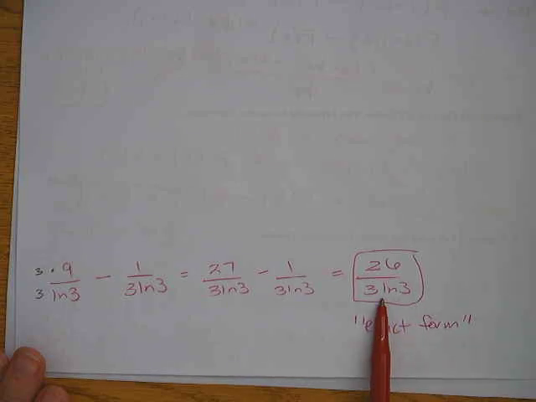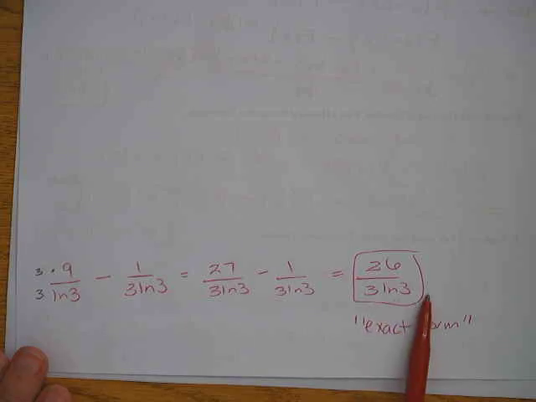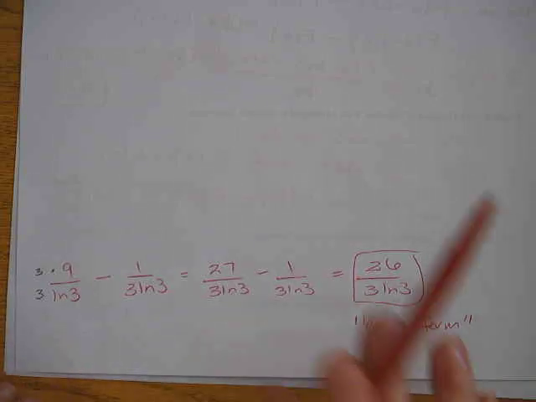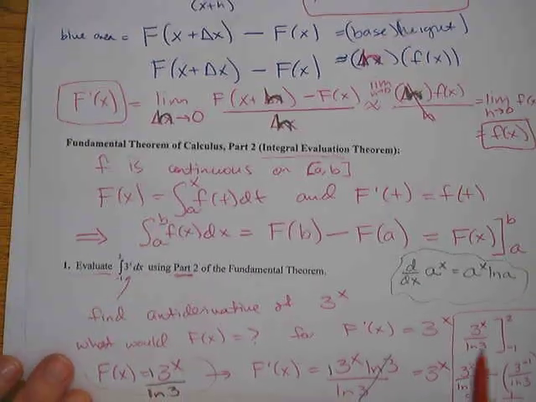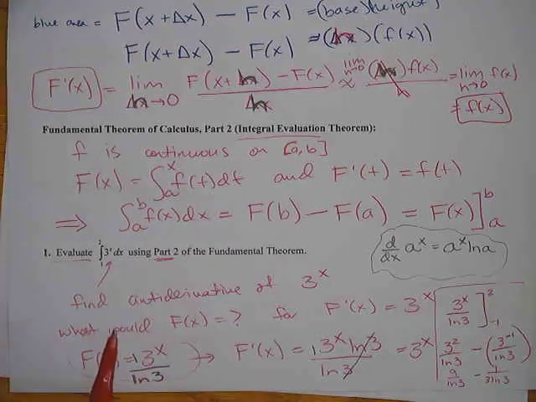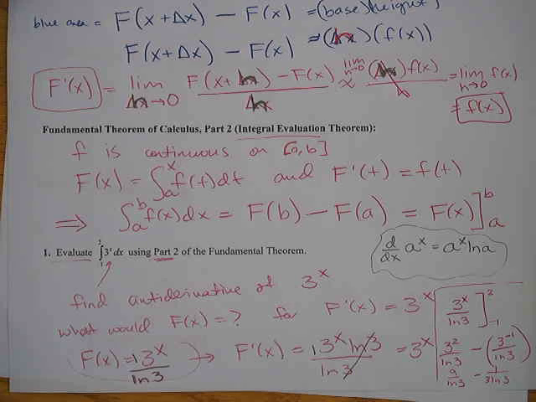And that would be what you call an answer in, quote, exact form, because it doesn't have any decimals. Because I could plug ln 3 into the calculator and get a decimal version, which is considered approximate form, but this here is considered exact form. And that would be considered the area under that curve of 3 to the x from -1 to 2. Or you could also consider it as, I guess, the antiderivative evaluated at those points, -1 and 2.